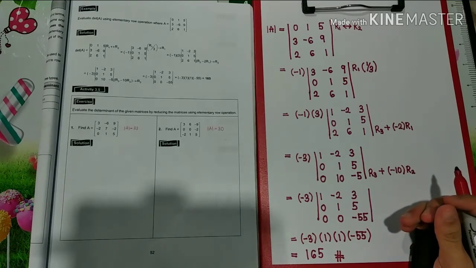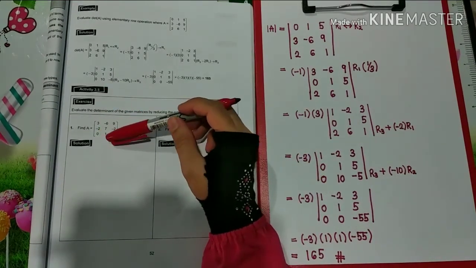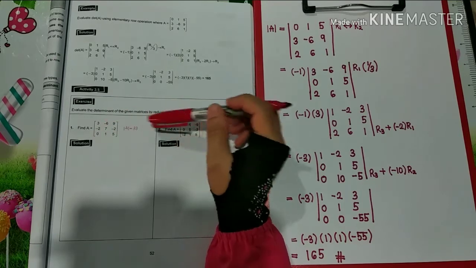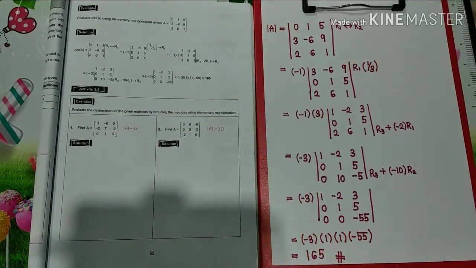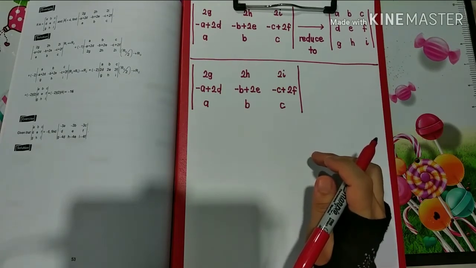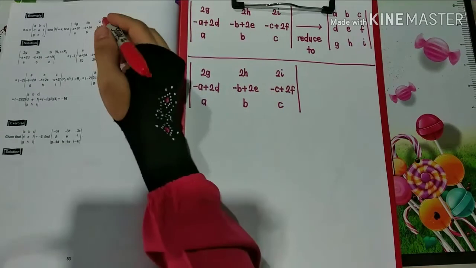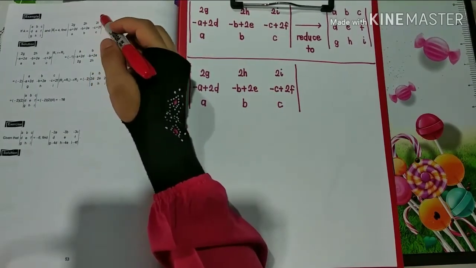Okay, so for your task, please try to solve activity 3.5, example 1, exercise 1, and exercise 2. Okay, we try the next example, page number 53. This one is a little bit challenging. If the determinant for matrix A is 4, the question asks you to find the determinant for this matrix.